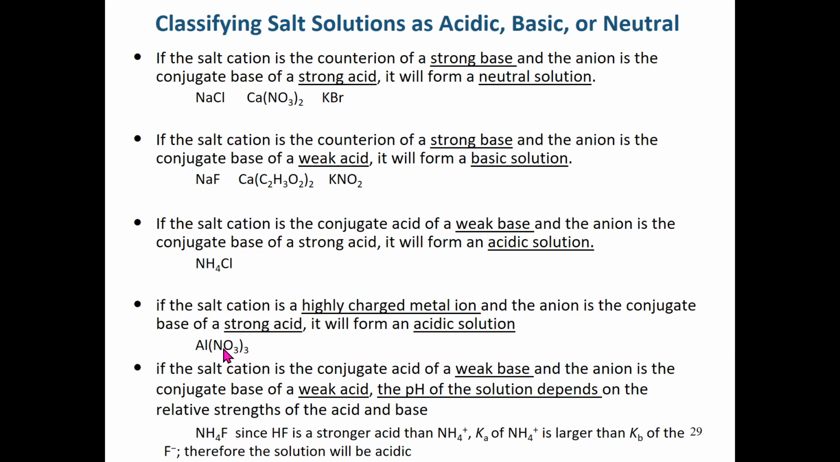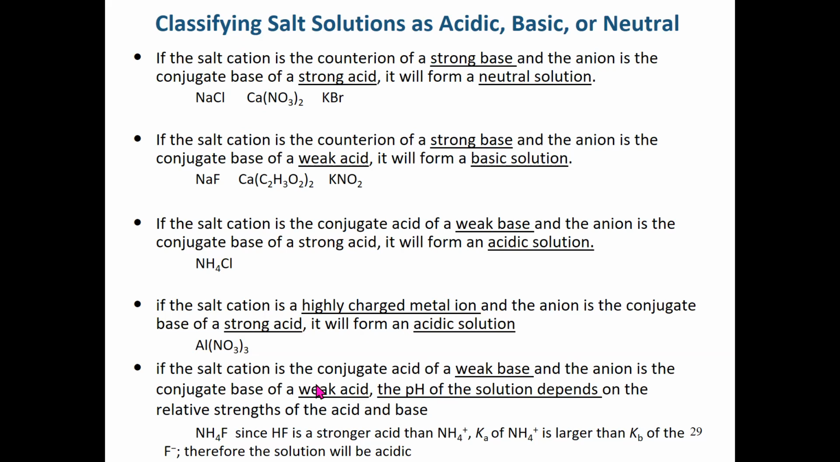So even though the nitrate here, coming from nitric acid, would produce a neutral form, the aluminum is super high charge. That aluminum 3+ is going to want to interact strongly with the hydroxides in water, and so it will make it leave behind the H+. So that's how we get an acidic solution.